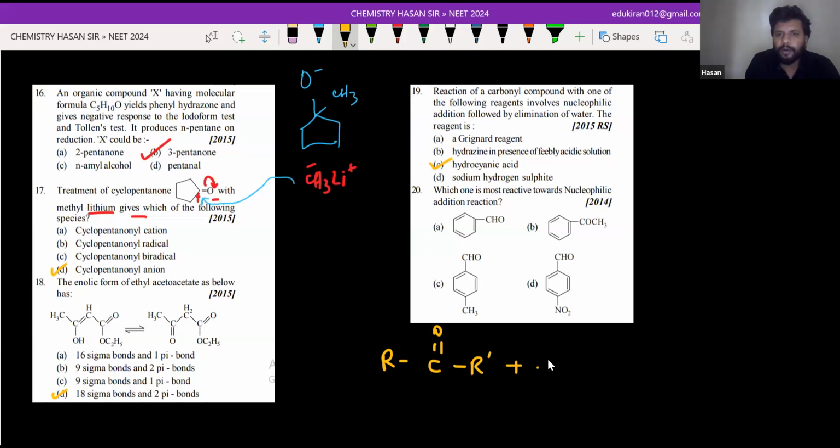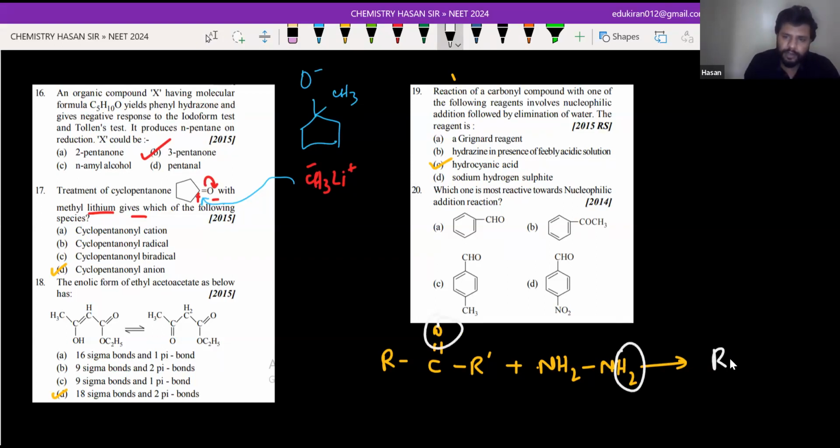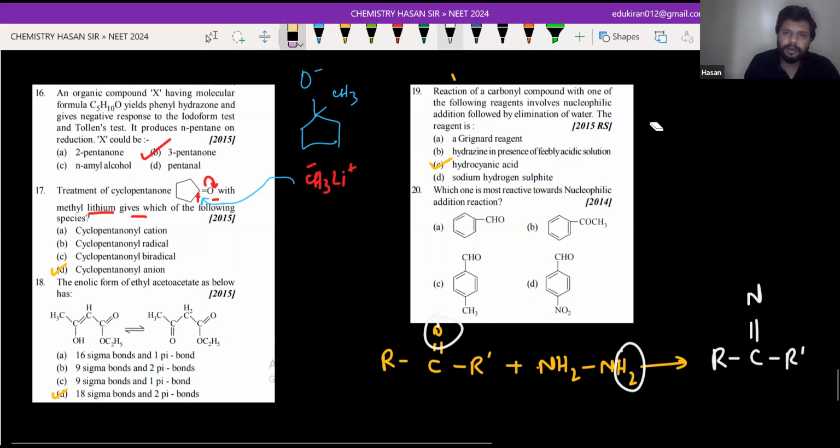Reaction of carbonyl compound with one of the following reagents. So if you are going to take this NH2NH2, elimination of water took place. So you just need to remove H2 from N and O from this. You will be getting the answer. So you can remove this and you can remove this and you will be getting RC, R dash is there, double bond N, and N is connected with NH. After that, you can do again.